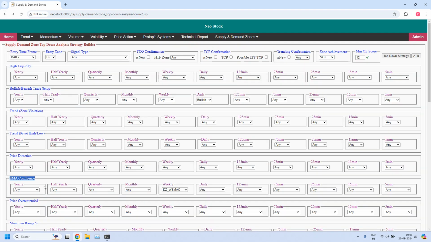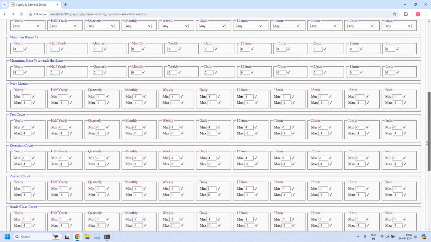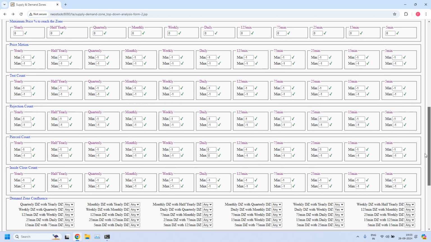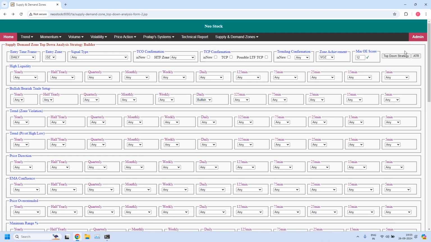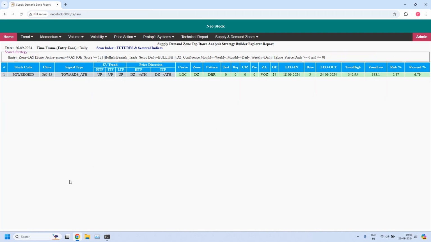So I am going back, removing this EMA filter. And in the demand zone confluence, already we selected daily demand zone with weekly demand zone. Next, daily demand zone with monthly demand zone, I am enabling the filter. And also weekly demand zone with monthly demand zone confluence I am enabling. With all the three filters, only one stock is filtered.